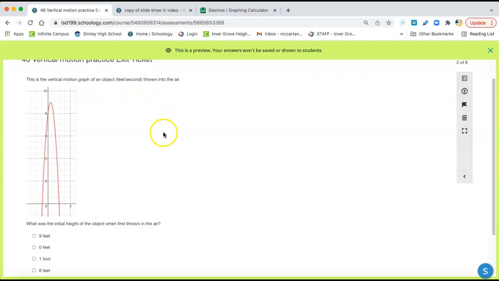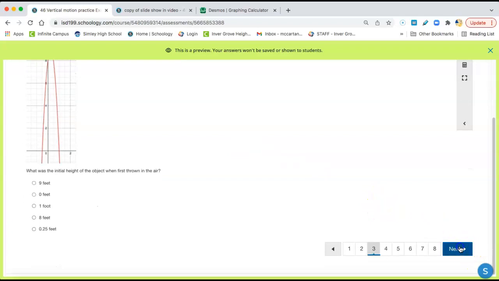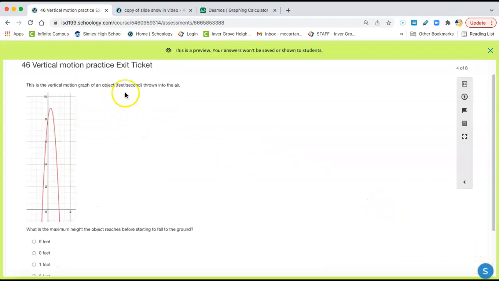Vertical motion. What's the initial height of the object? Right there, 8. See where it starts? 8. That's the initial height where it crosses the y-axis. Number 4. What's the maximum height? It starts at 8 and goes up to right there. That's 9. That's how high it goes.